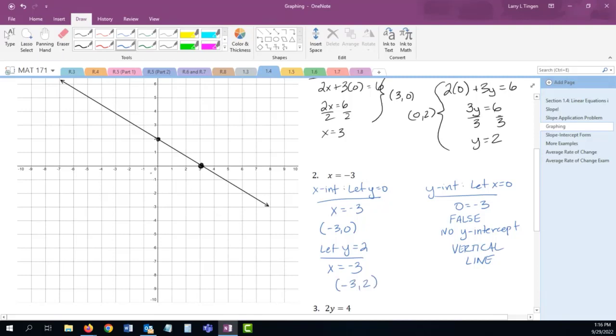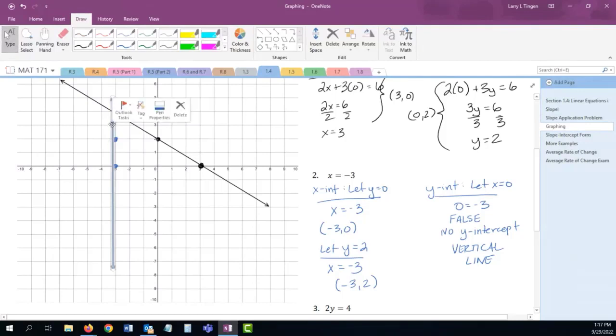I'll plot those. (-3, 0), out to -3, don't go up or down. And then (-3, 2), -3, and then up 2. My points are right on, they're vertical from one another. So that means I did it right.